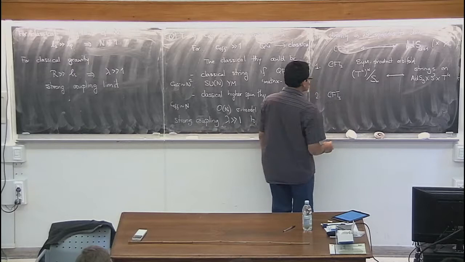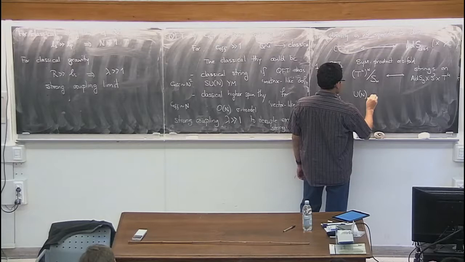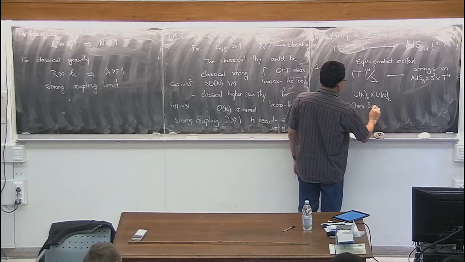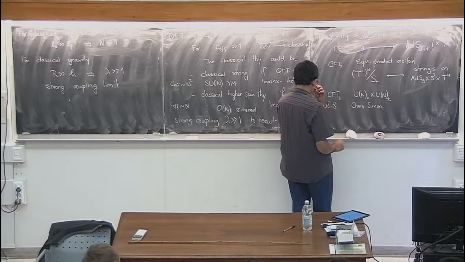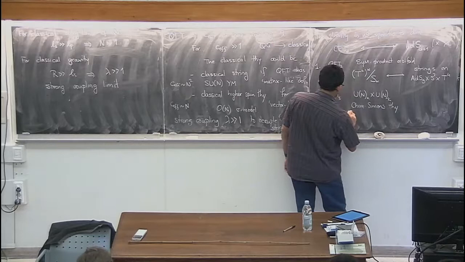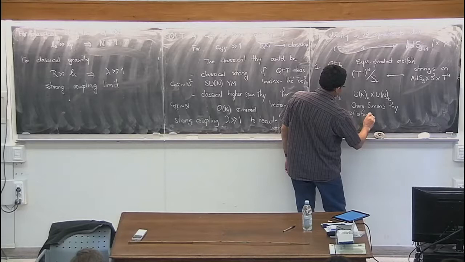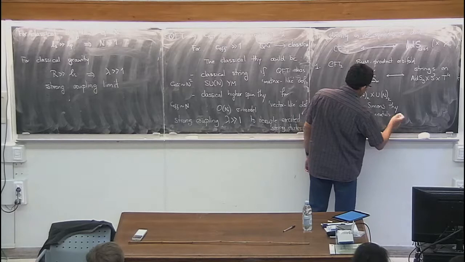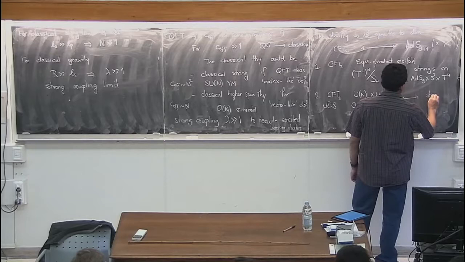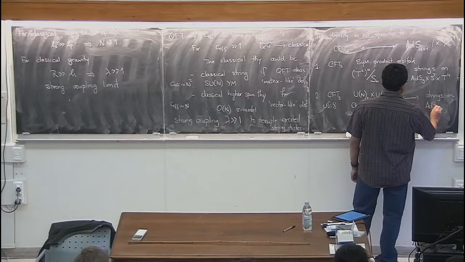In three dimensions, there's a theory which is called N equals 8 theory, which is best described as a U(N) level K times a U(N) level minus K Chern-Simons theory, coupled to bifundamentals. Okay, I have to be a bit more precise. This is in the limit when k goes to 1. This is strings on AdS4 times S7.